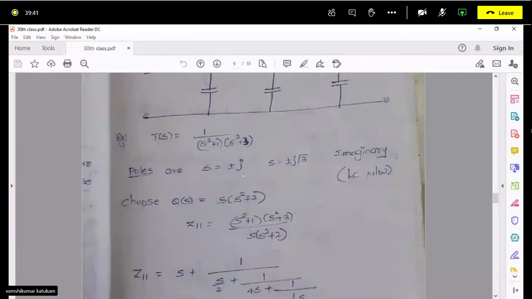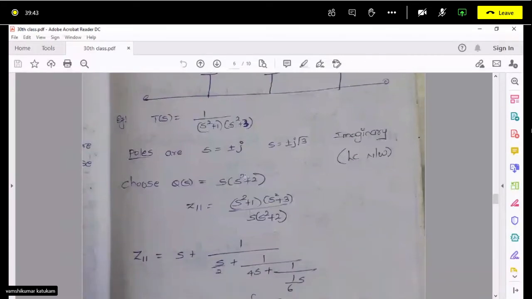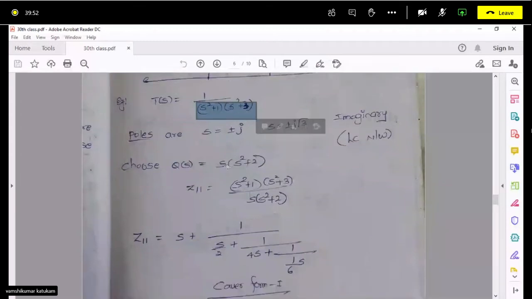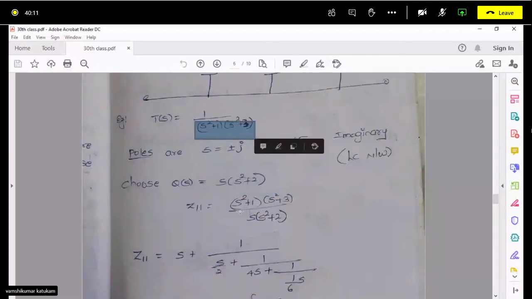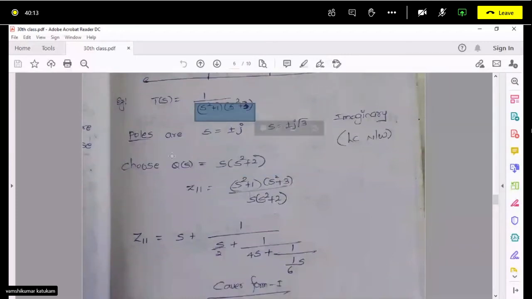The next thing is selection of capital Q of s. How are we selecting capital Q of s? The poles should be interlacing, right? The zeros of Q of s should be interlacing with this, and zeros of Q of s can be at the origin. So that's why s into s square plus 2. This is interlacing the poles of T of s. Then that is your capital Q of s.